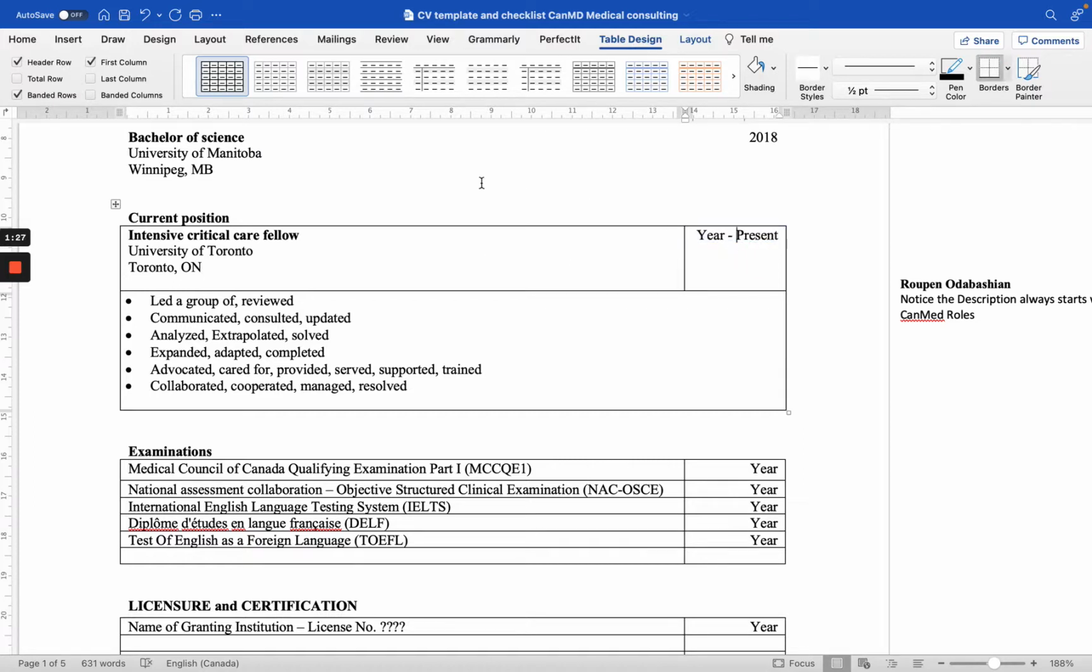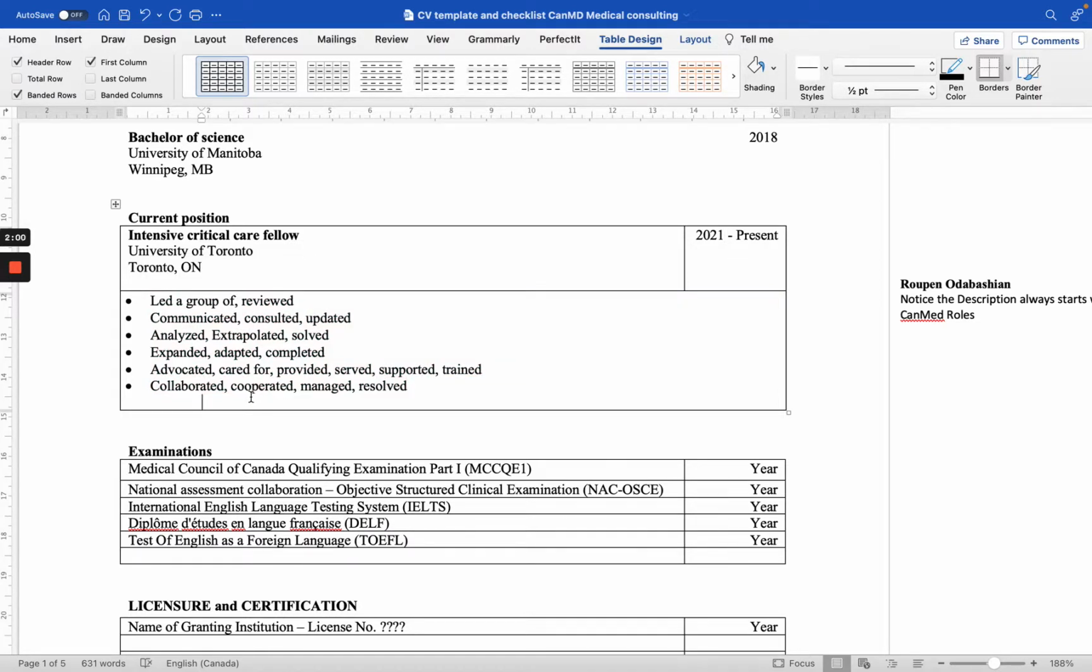So for the current position, when did you start? Because it's current, it should be until the present date. Okay, so that's how you add it. When it comes to description, this is one of the things that lots of people mix up. In my opinion, the purpose of the description is only to highlight the important skills and also the important experiences. The description should be nice and short. It should not be overcrowded.